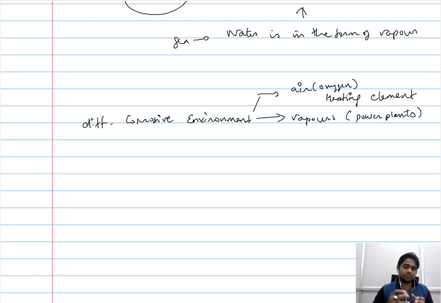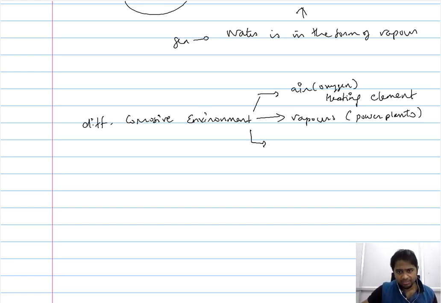Particularly in the power plants, we have boilers and pipes that carry the steam, and these vapors in those applications act as the corrosive medium, and the materials that are used in high temperature applications within the realm of power plants get corroded because of their exposure to the vapors. And whenever you are employing a material in these power plants, we need to consider the influence of vapors on the life of the material.